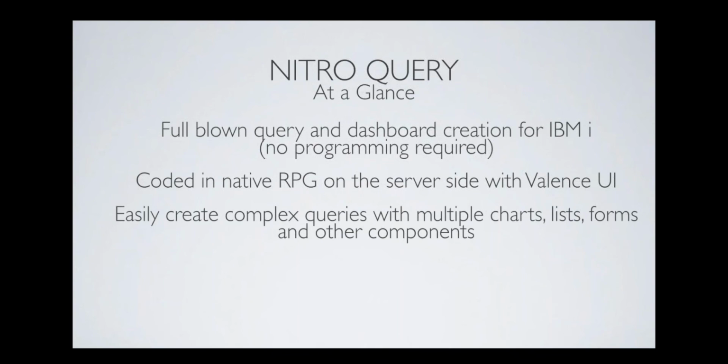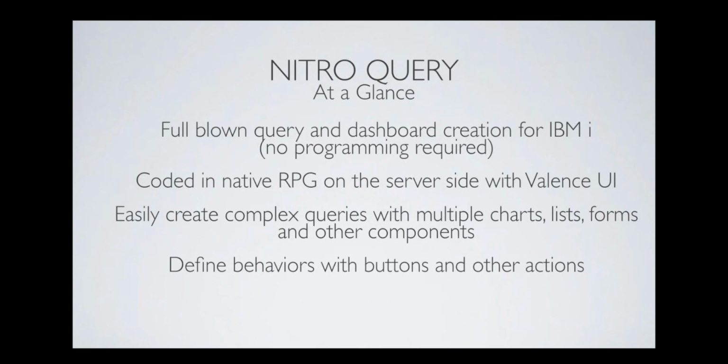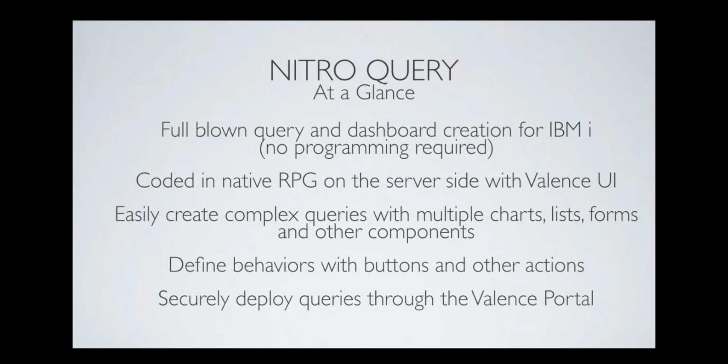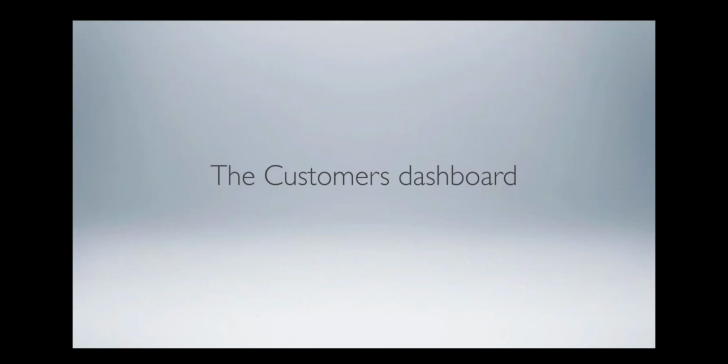Okay. So with it, obviously, you can easily create complex queries with multiple charts, lists, forms, and all kinds of other components. You can then define behaviors, as we call them, with buttons and other actions to help the user navigate through those different components. And then through the Valence portal, you can securely deploy those queries and apps, and then you have the full solution. So now at this point, I'm going to switch out of the presentation, and I'm going to show you a completed customer's dashboard that we've done with Nitro Query.